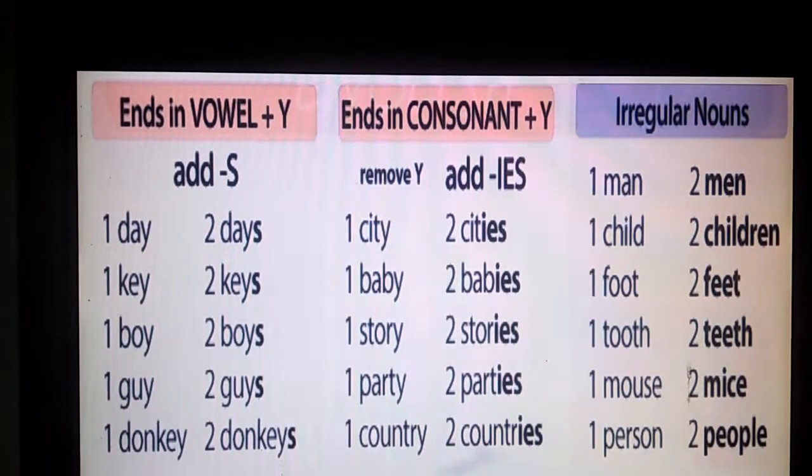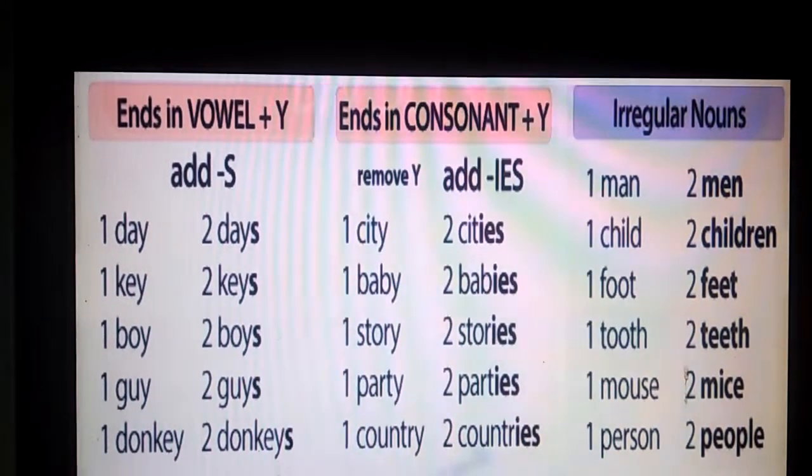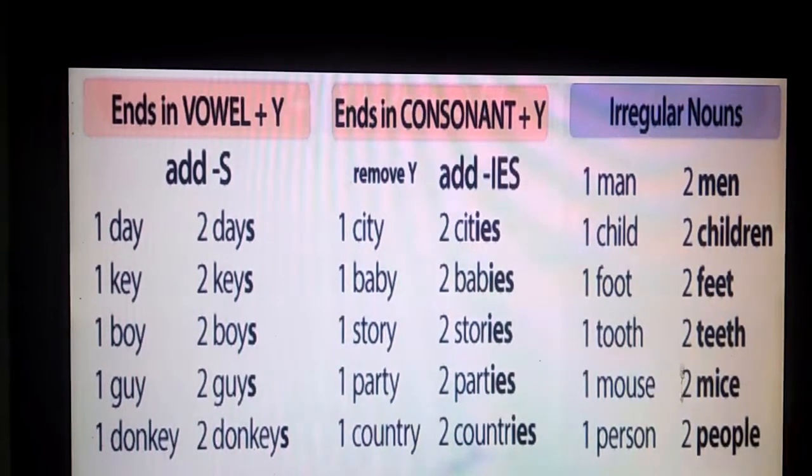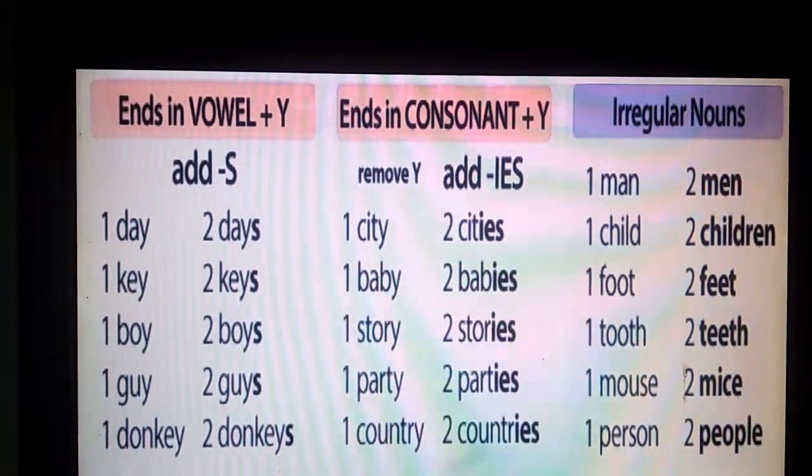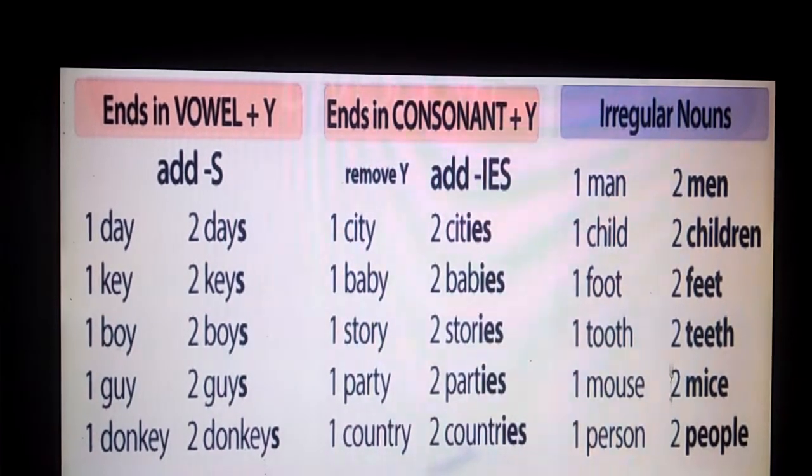Same with baby, one baby, two babies. One story, two stories. One party, two parties. And one country, two countries.